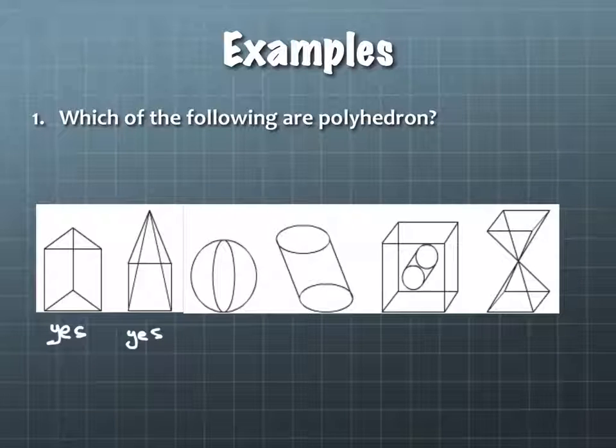Third shape, no. Remember, it has to have those flat surfaces on the side, and a sphere is perfectly round. So this one's not a polyhedron. Fourth shape, no. Got lots of circles going on here as well. Smooth circle-like shapes on the edges. How about the fifth one? That one's a no. What's wrong with this one? There's a hole in the middle of it. No holes, right? No donuts, unless they're long johns. And the last one?